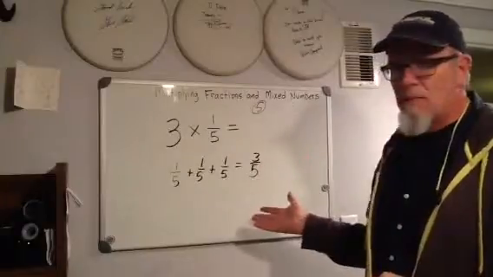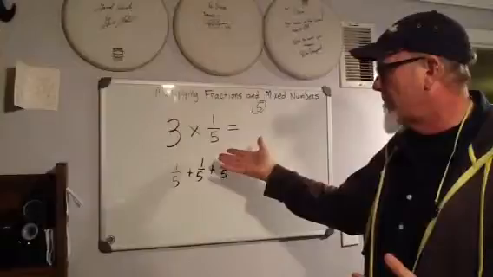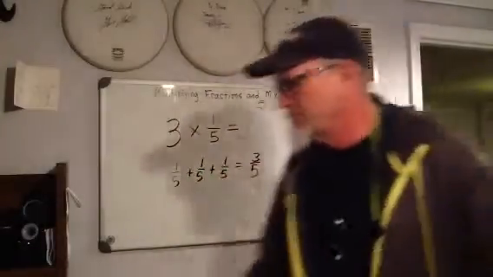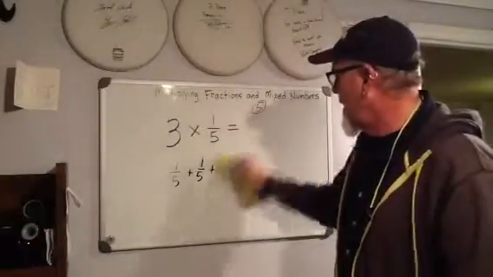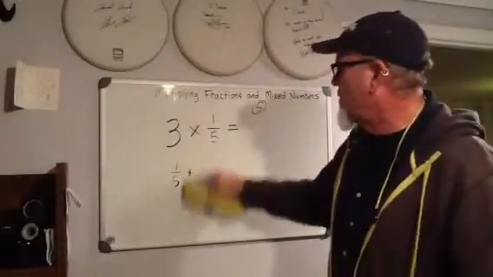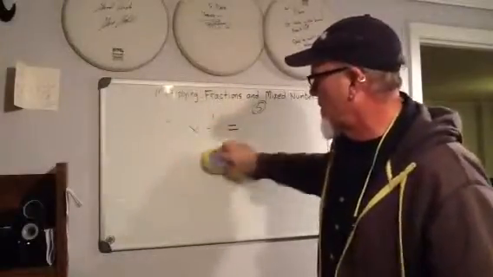Now that's the easy part when we are dealing with just a fraction. We're multiplying a whole number by a fraction. So let's do another one. We did that one by unit fractions. Let's do another one. This board's hard to erase today.